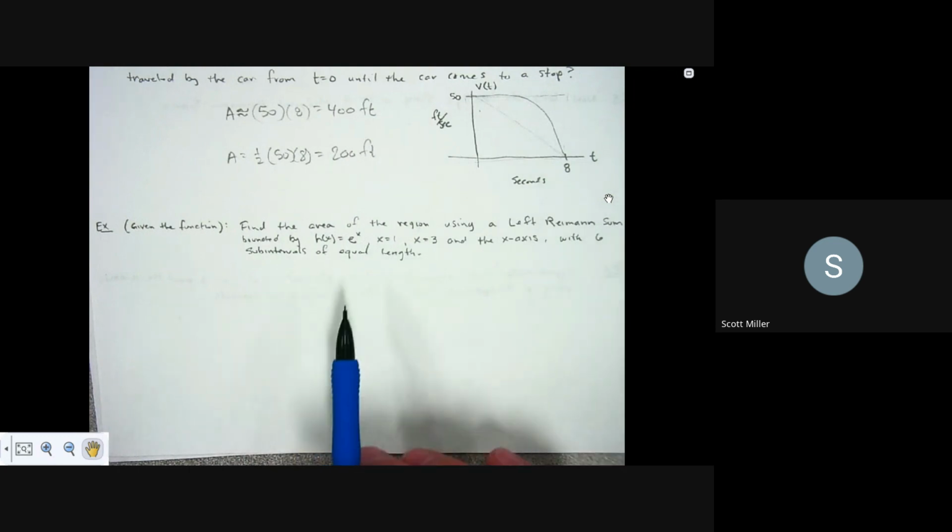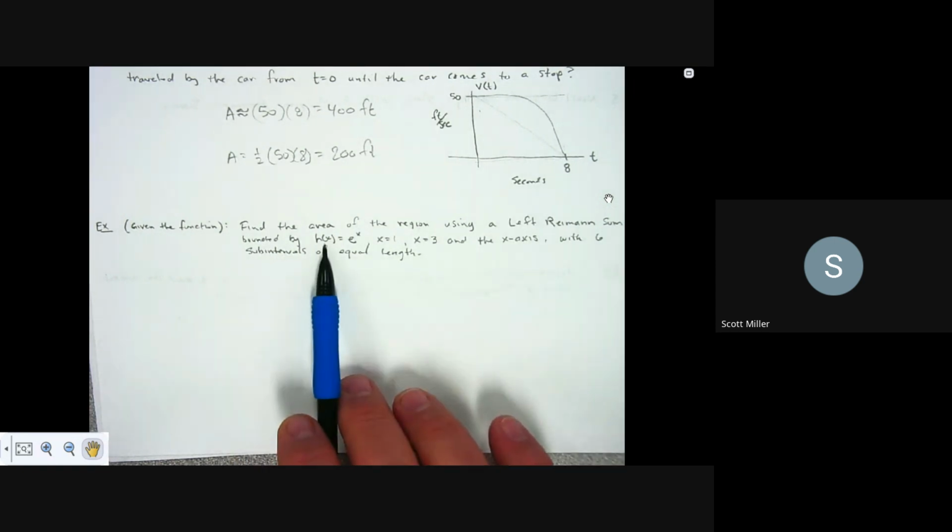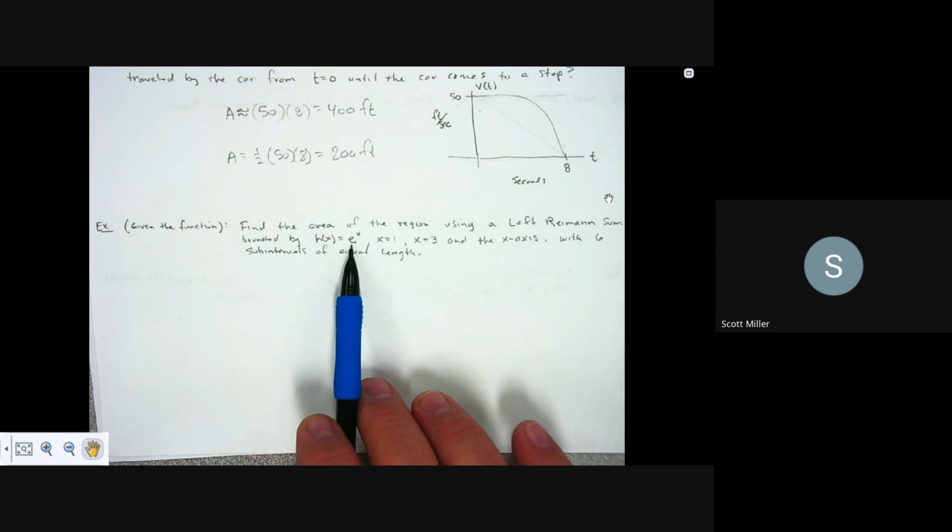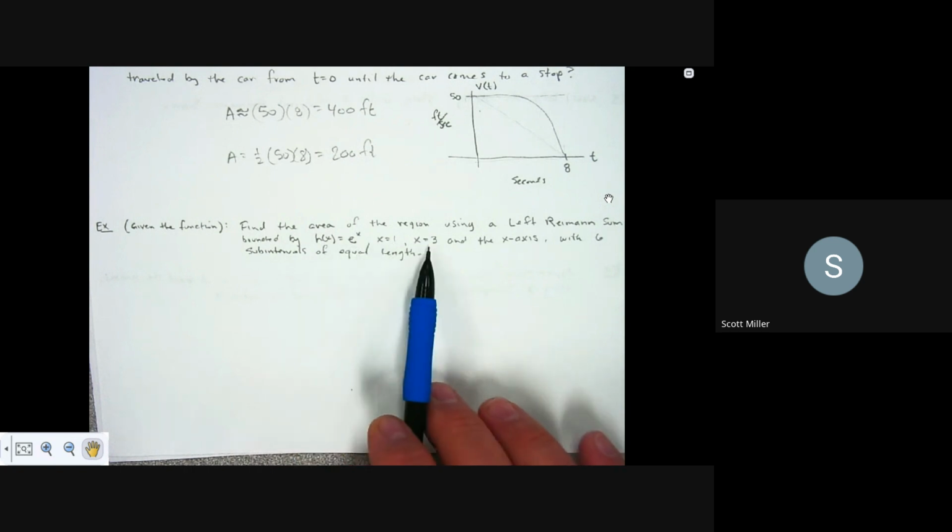All right. Here we go. Find the area of the region using a left Riemann sum bounded by the function h of x equals e to the x, where x goes between 1 and 3, and the x-axis, with 6 subdivisions of equal length. So how would I do this problem if I was given this function?